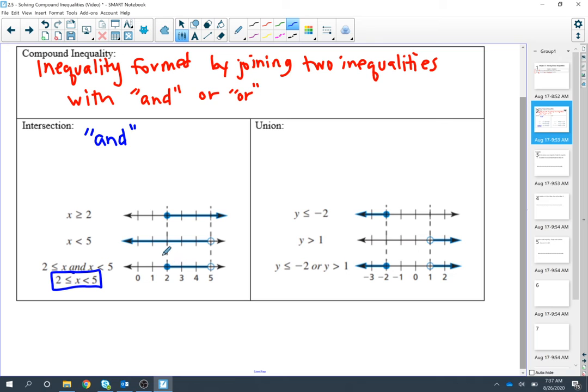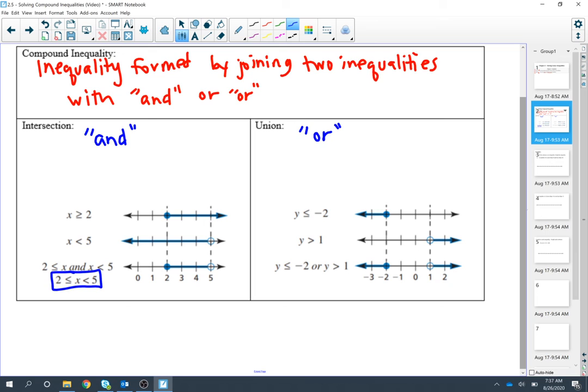Another way to think about this is that they overlap. There's an overlapping area. Now, a union is going to be our or, either or. So an example of this, we have y is less than or equal to negative 2. So we put a closed dot at negative 2, we shade to the left. Y is greater than 1, we put an open dot at 1, and we shade to the right.